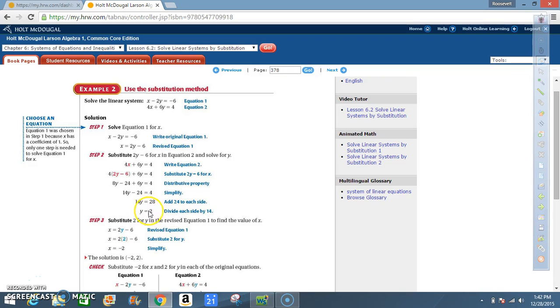Now we got to go back and find our x value. So we find the easiest equation to work with. This looks easier than this one to me, but it doesn't matter which one you pick, because if you do the math right, it's going to give you the same answer. So y is equal to 2. So I come down here, I take my first equation, x is equal to 2y minus 6. I substitute 2 in place of y. So x is equal to 2 times 2 minus 6. What's 2 times 2? That's 4. 4 minus 6 is a negative 2. So x is equal to negative 2 and y was equal to 2. So my solution is negative 2, 2.